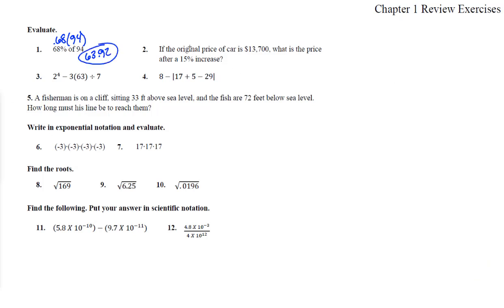Good. If the original price of a car is $13,700, what is the price after a 15% increase? Notice that this 15% is 15% of that amount, and then this is an increase, which means we're going to add. So we're going to take 13,700 and we're going to times it by 0.15. That's a 15% increase onto the 13,700 already. So that's 13,700 plus 13,700 times 0.15, which is the same thing as 13,700 times 1 plus 0.15. So that'll be the shortcut that's pretty handy.